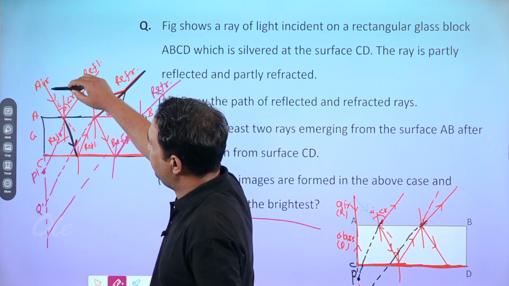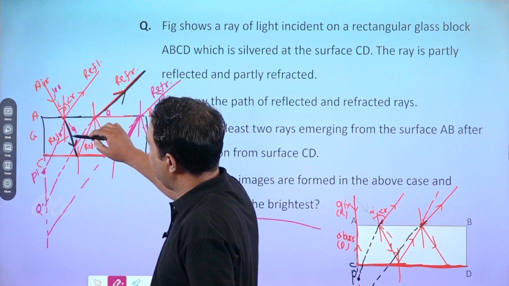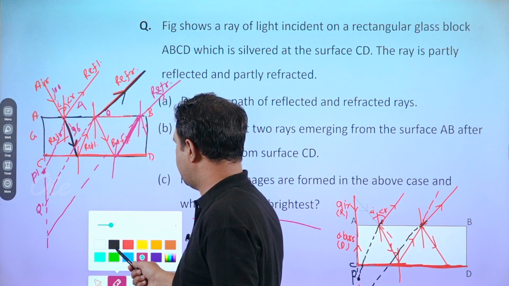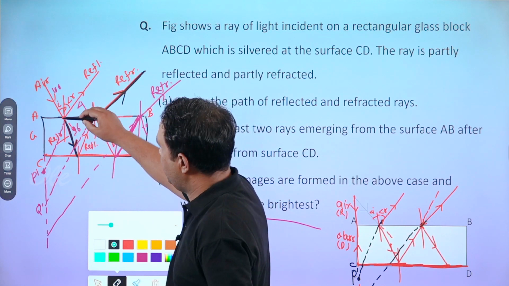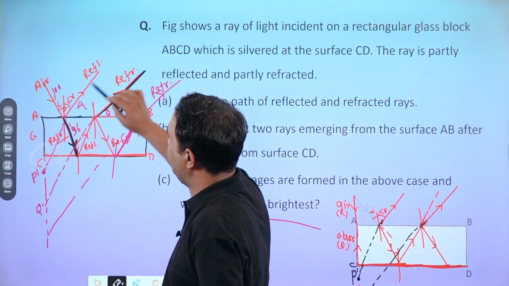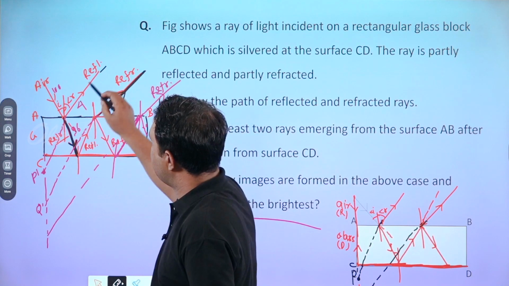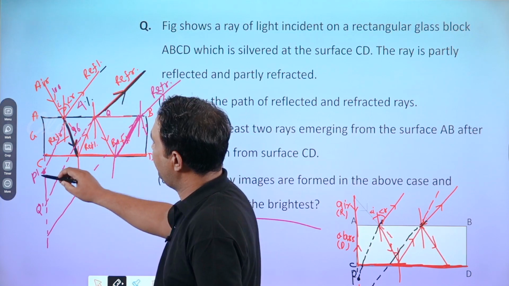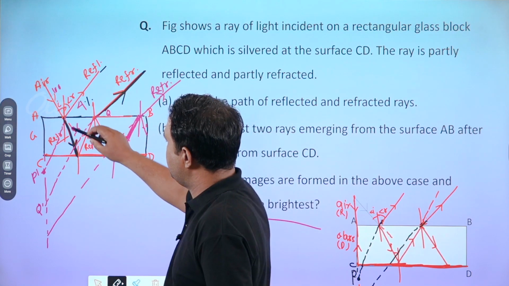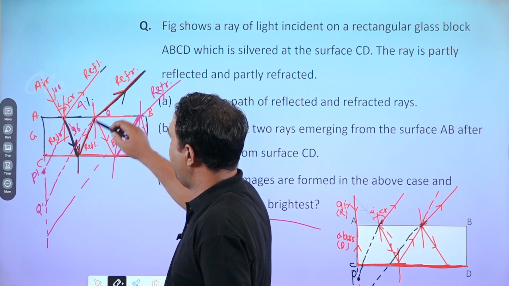Suppose the intensity of this ray is 100%. 96% is refracted and only 4% is reflected. This refracted ray has an intensity of 96%, and the intensity of this reflected ray is only 4%. So due to this 4% intensity, the image formed here will be dull, right? Now this 96% ray will reflect from here and again be refracted.